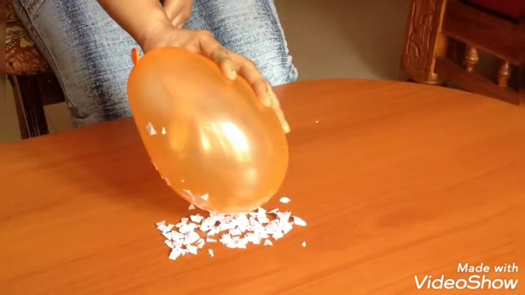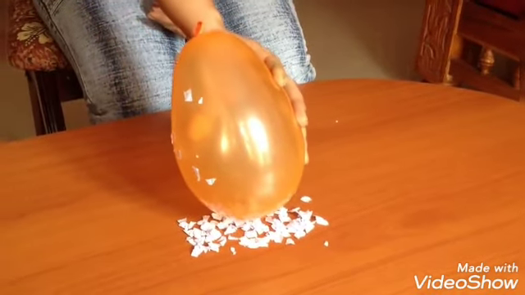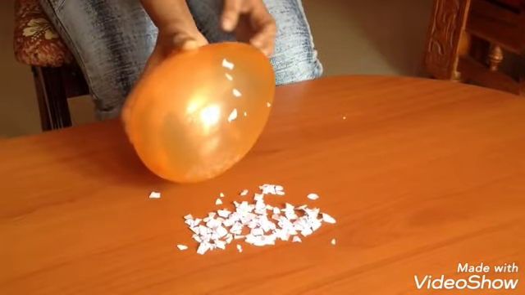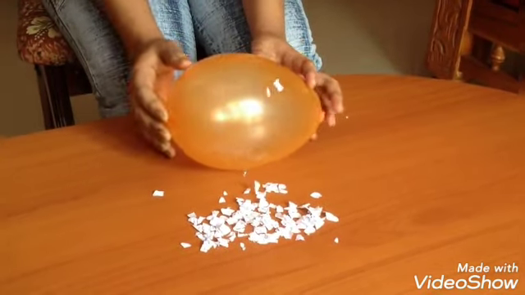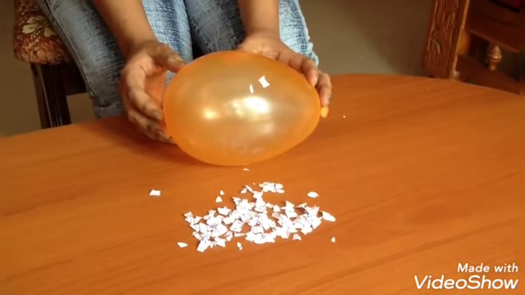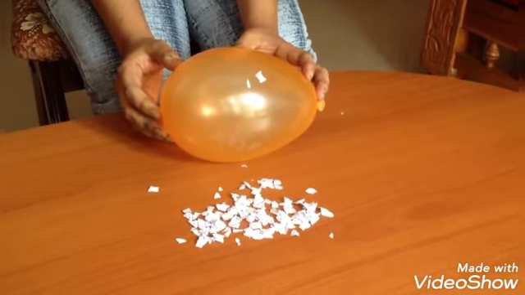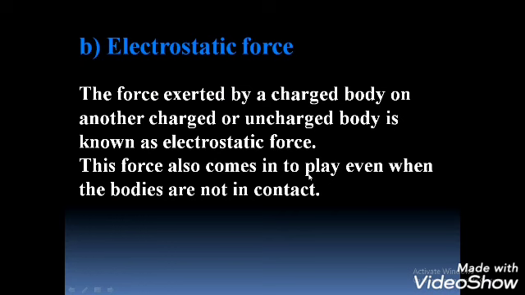As you see, the bits of paper are getting attracted to this balloon. This happens because by rubbing the balloon on the hair, it becomes statically charged and hence it attracts the bits of paper. From this experiment, we can say that the force exerted by a charged body on another charged or uncharged body is known as electrostatic force. This force comes into play even when the bodies are not in contact. The electrostatic force therefore is another example of a non-contact force.